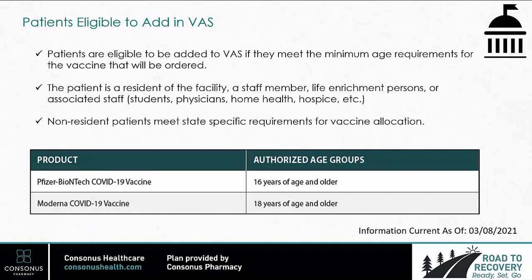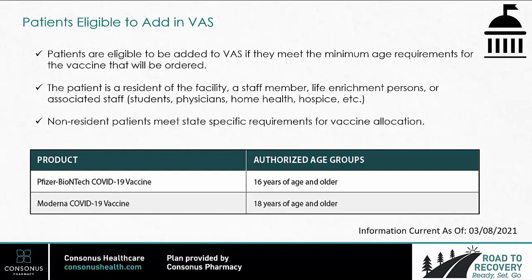Facility coordinators will be responsible for adding patients into VAS, but it is still important that the vaccine administrators are aware of the current CDC guidelines. Patients are eligible to be added in VAS if they meet the minimum age requirements for the vaccine that's being ordered. For the Pfizer vaccine, that's 16 years of age or older, and for the Moderna vaccine, that's 18 years of age and older. The patient that's being added must be a resident of the facility, a staff member, a life enrichment person, or some associated staff such as intern students, physicians that are commonly there in your facility, home health, and possibly even hospice.